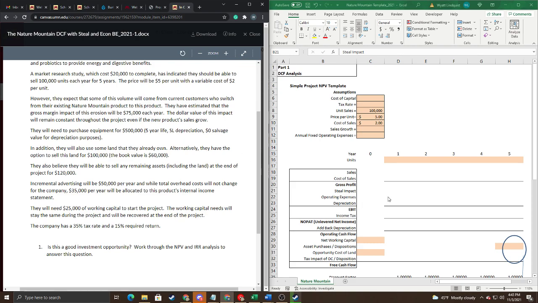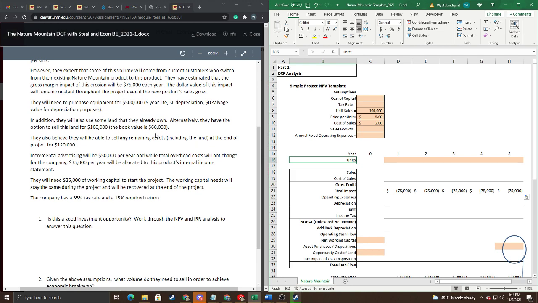So let's go to steal impact. There is no place to put it up here. And we're just going to write negative $75,000 because we're going to lose $75,000 from our other products every year if we create this product. So we're just going to copy that across to every single year, and it remains constant throughout, even if sales grow.